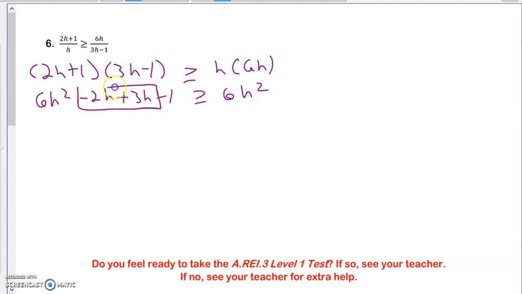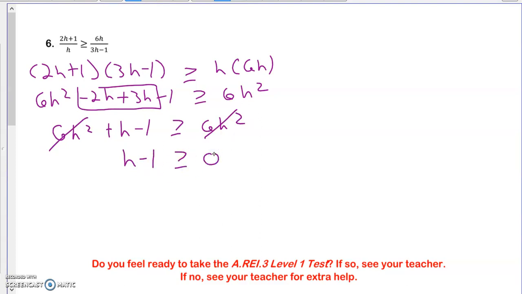I'm going to combine like terms, and I'm going to get 6h squared, and that's going to get me plus h minus 1 is greater than or equal to 6h squared. I notice that the h squares cancel out. So that means it's just really h minus 1 is greater than or equal to 0. So I'm just going to add 1, and h is greater than or equal to 1.